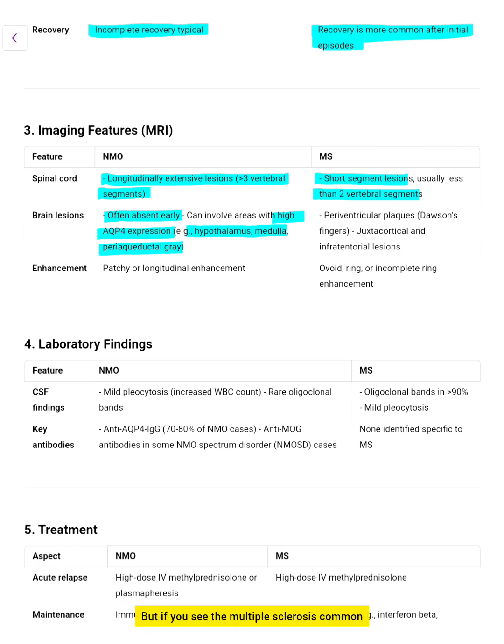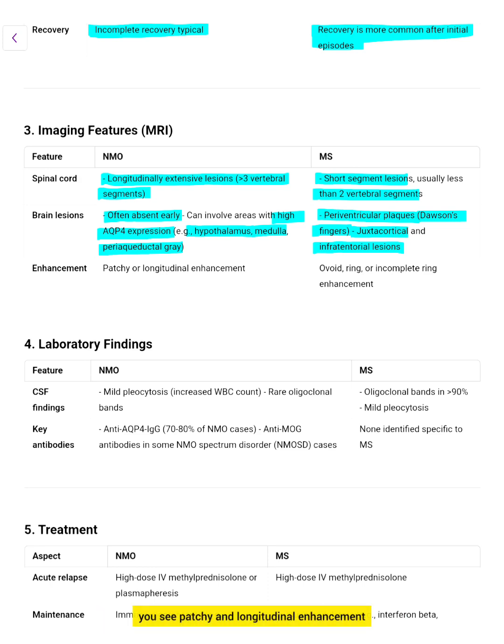But if you see multiple sclerosis, the common location in the brain is periventricular plaques, where you get Dawson's fingers in this MRI scan, and juxtacortical and infratentorial lesions. In the McDonald criteria for multiple sclerosis, for dissemination in space, 4 regions are given: periventricular area, juxtacortical, infratentorial and spinal cord. These plaques should be present in more than 2 sites, right?